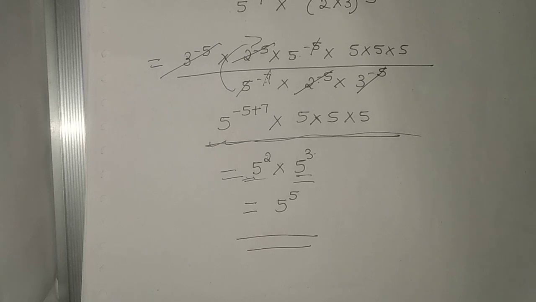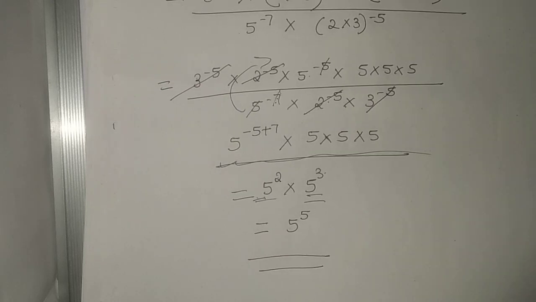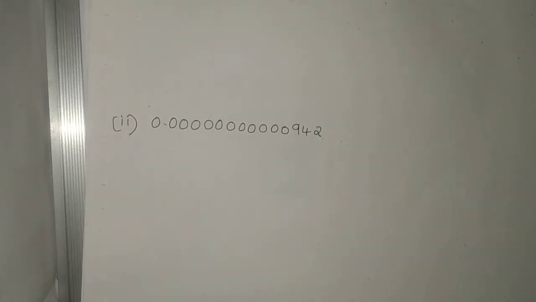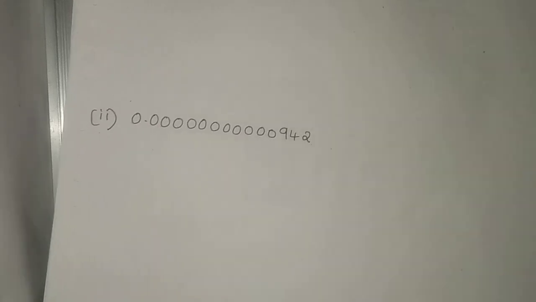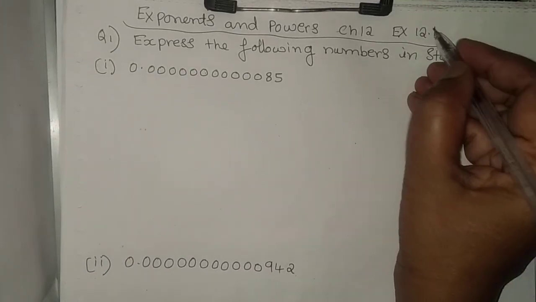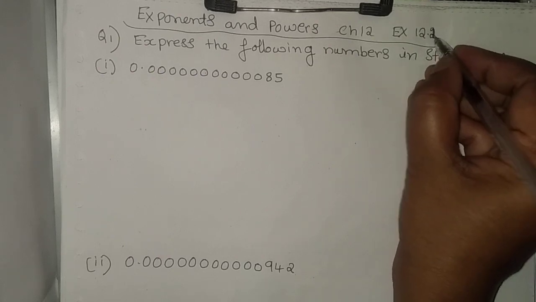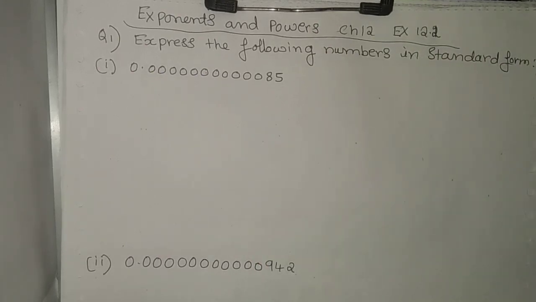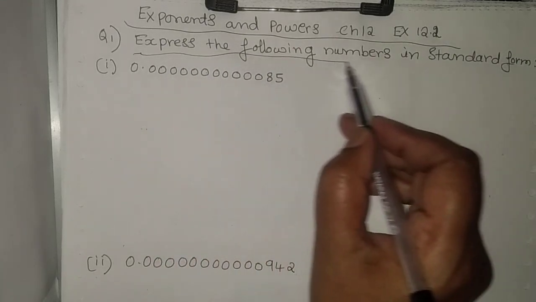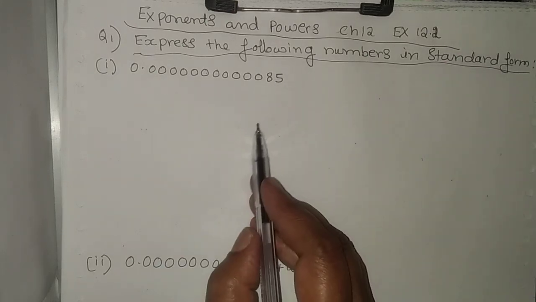So this completes the exercise 12.1. Now we move on to the exercise, which one, that is 12.2. This is 12.2. So the first problem is they have given the decimal numbers and we have to express the following numbers in the standard form.